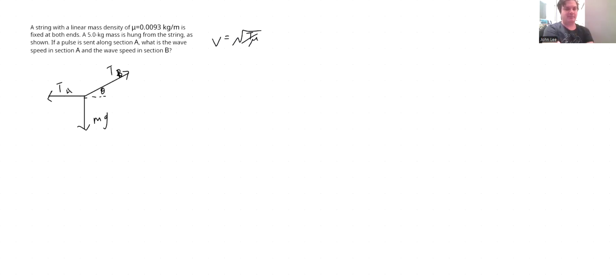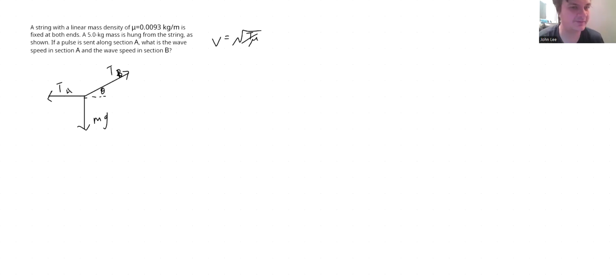We are given mu, but we don't know the tensions in the two strings. And we should know from previous chapters that the tensions in the two strings are going to be different because they're at different angles with respect to the horizontal, which means that the velocity going through each is going to be different. So what we have to do is find the tensions in these two strings.